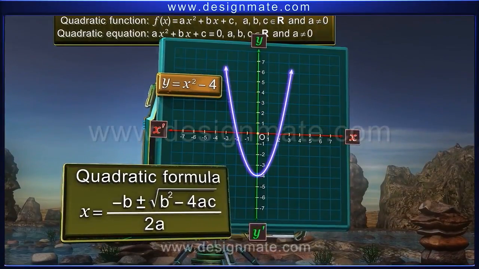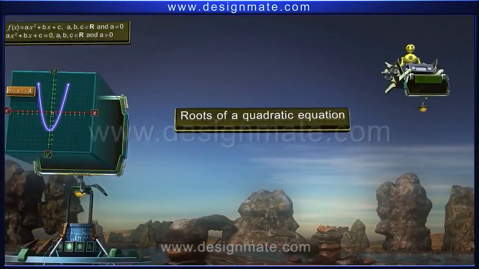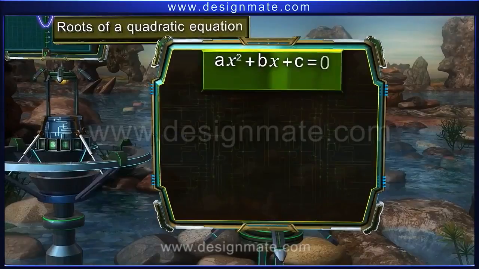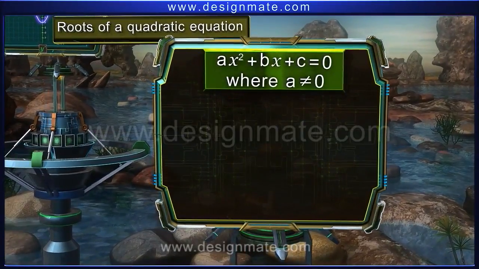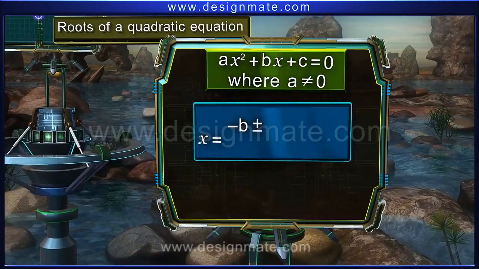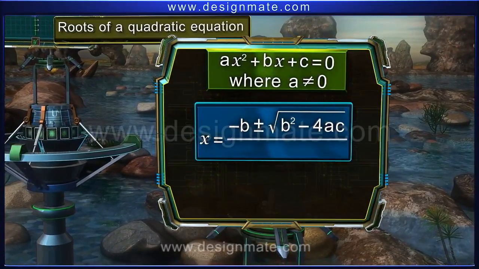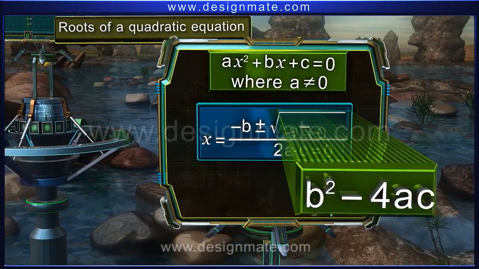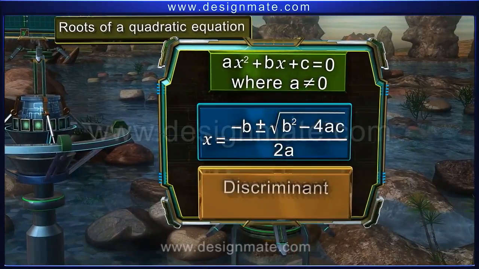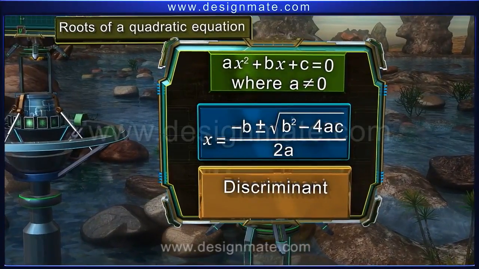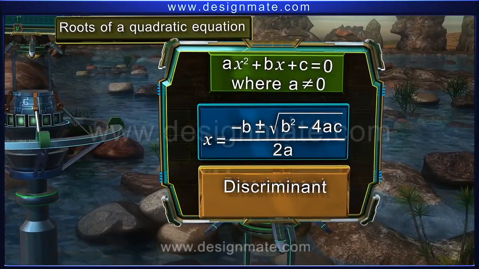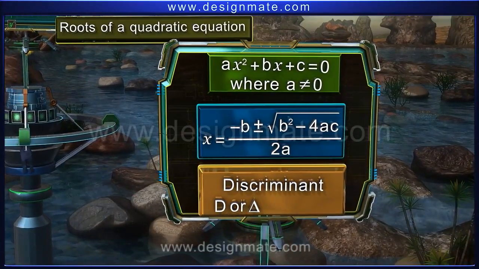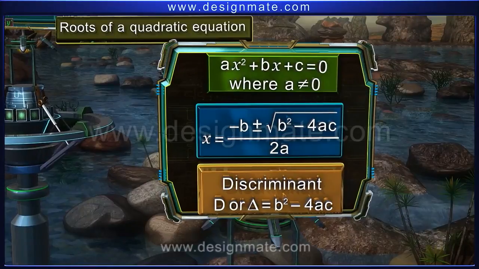We have learned to graph a quadratic function and also established the quadratic formula for finding the roots of a quadratic equation. The roots of a quadratic equation, ax squared plus bx plus c equals 0, where a is not equal to 0, are given by x equals minus b plus or minus root of b squared minus 4ac over 2a. The expression under the radical sign, that is b squared minus 4ac, is called the discriminant of the quadratic equation. It is often represented by the uppercase letter D, or Greek letter delta. That is, discriminant D or delta equals b squared minus 4ac.